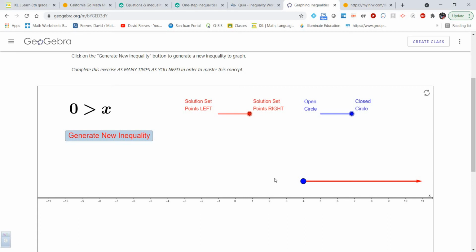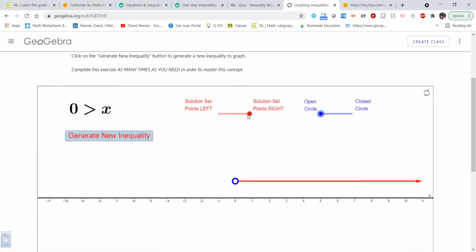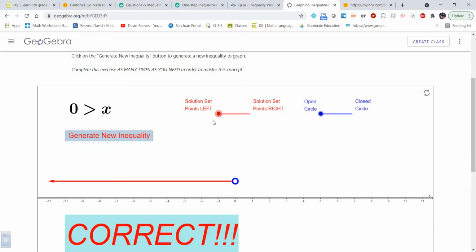0 is greater than x. So I'm going to put this on 0. All right, I'm going to change it to an open circle. Now, what does it say? 0 has to be greater than x. Remember, everything that you're shading, this arrow part, represents x. Well, if you look at what's there right now, what does this say? This says 0 is less than x. All of these values are bigger than 0. But I want 0 to be greater than all those values. So what do I have to do? I have to turn this the other direction.